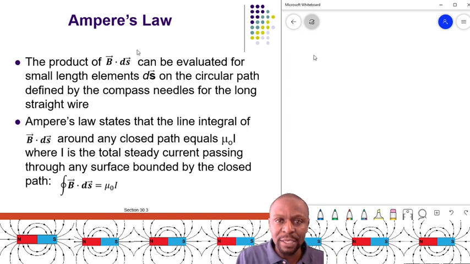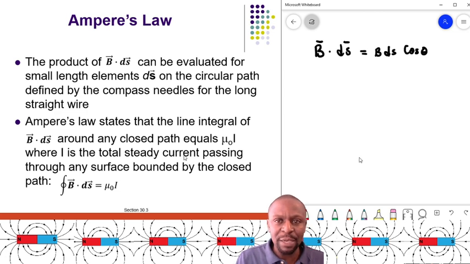What comes to your head? It comes that the dot product of two vectors is always a scalar, and that can also be defined in terms of the magnitude of B, magnitude of ds, and then the cosine of an angle between them. That's what should come to your head the moment you see the dot product of two vectors.